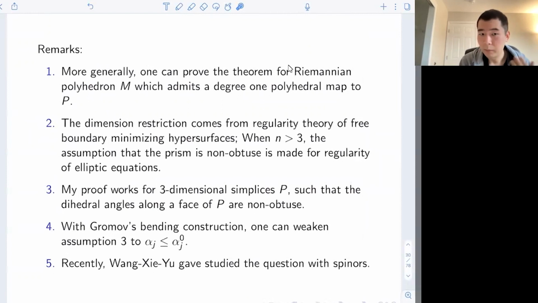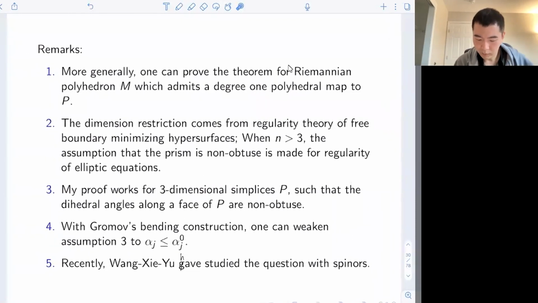And the fifth remark I want to make here is that recently Wang Xianyu, Yu Bing, and Guoliang Yu have studied the question with spinors. Like many other questions in scalar curvature, there are usually two parallel paths to study it, right? The minimal surface path and the spinor path. And apparently, people have tried to study this particular dihedral rigidity conjecture also using spinors, and they have some very nice results.